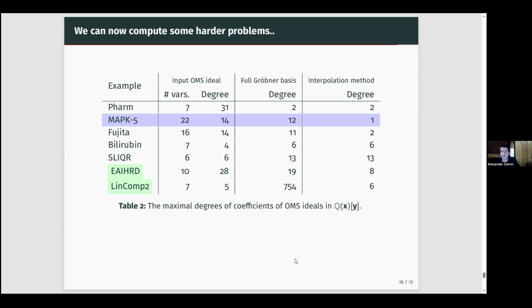Now, if we use the very first algorithm that computes the whole Gröbner basis of the OMS ideal, we would need degree 12. So we would need to compute coefficients of degree 12 and possibly many redundant ones in the intermediate expressions as well. Now, with the interpolation method, we stop after computing just linear coefficients because we can conclude that they already generate the field and we don't need to continue. So we try to be much sharper with respect to the size of the output.